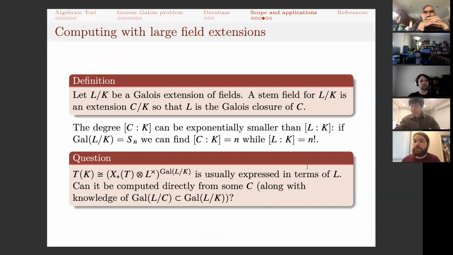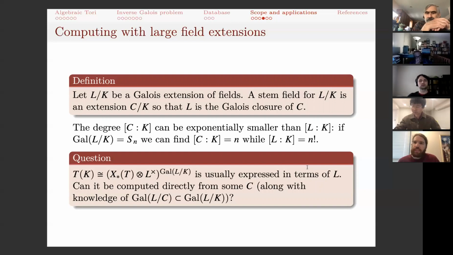Here's another question that has arisen for me as I think about this. If I take a Galois extension of fields, I'm going to define a stem field for that extension to be some sub-extension C, so that L is the Galois closure of C. When you're working with number fields, it turns out that it's really good to try to work whenever possible with C and not with L. The reason is that the degree of C over K can be exponentially smaller than the degree of L over K. For example, in the number field setting, if the Galois group of L over K is Sn, then you can find C over K with degree n, but L over K has degree n factorial.